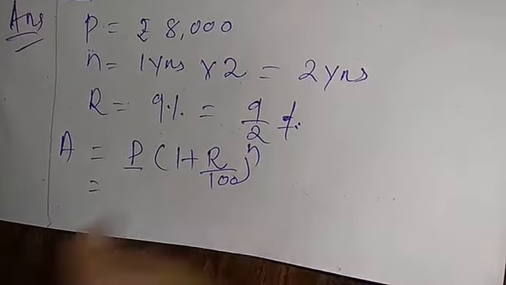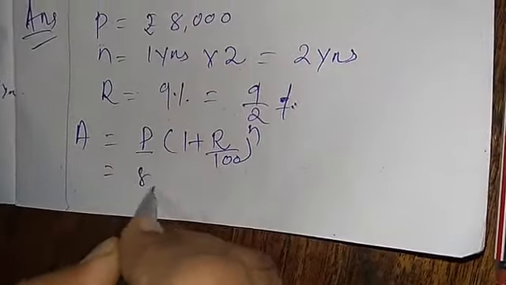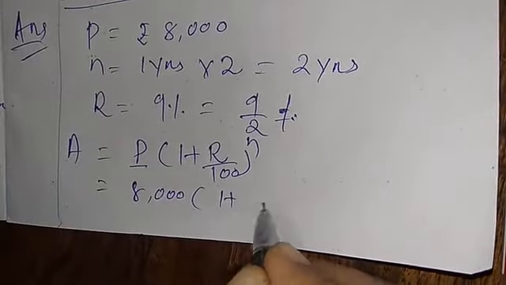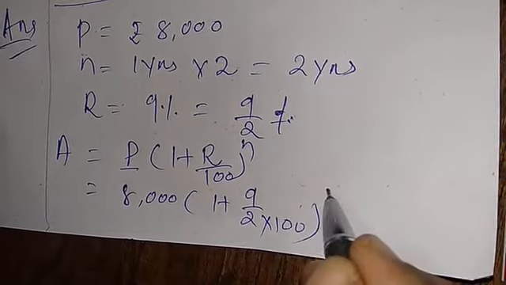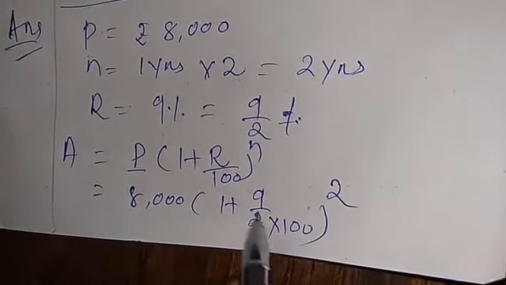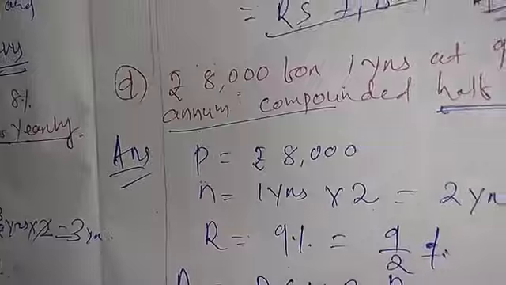Okay, so amount equal to P into 1 plus R by 100 to the power n. Put all the values. So principal equal to 8,000, 1 plus rate of interest 9/2, again multiplied by 100, then to the power n, which is 2. Okay, so we solve this one. Equal to 8,000 into 1 plus 9/200 to the power 2.